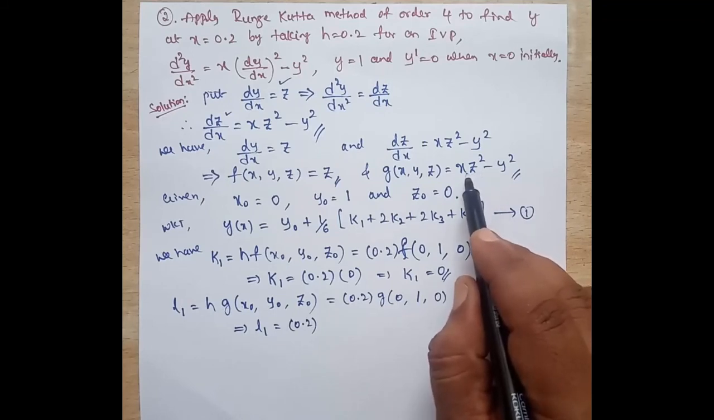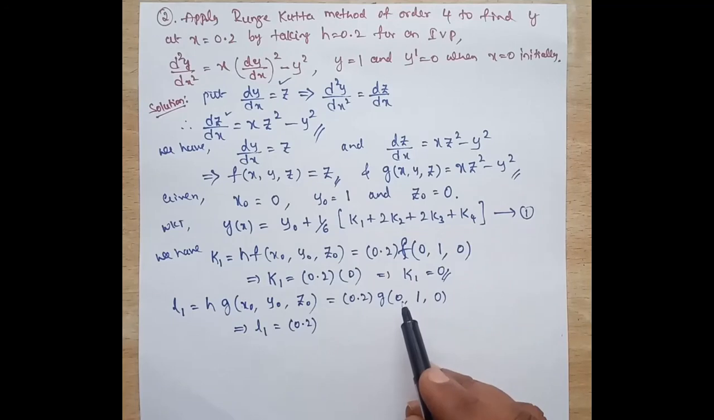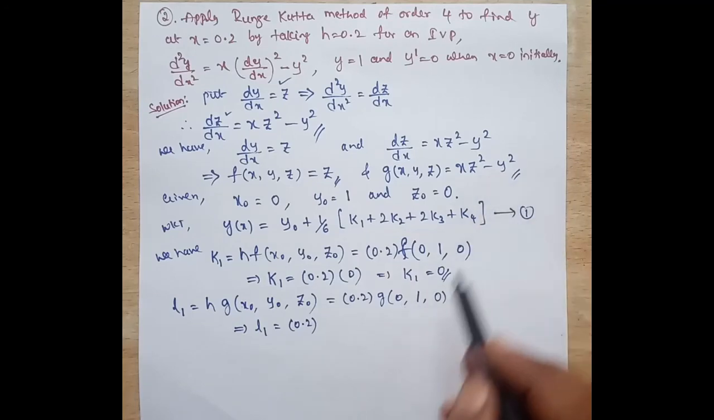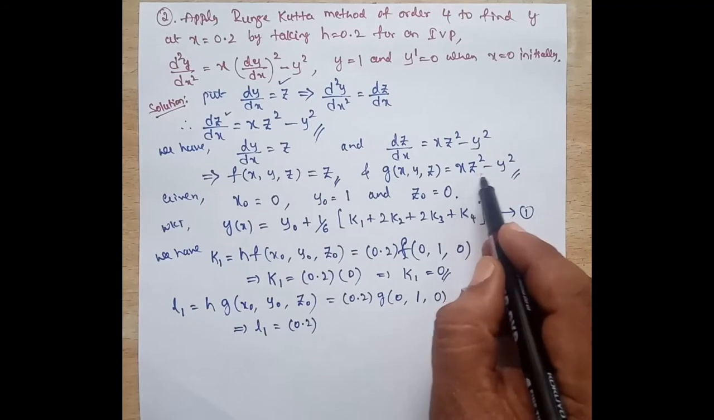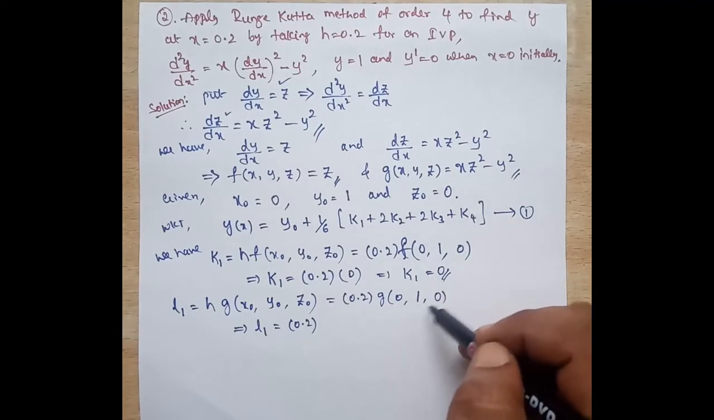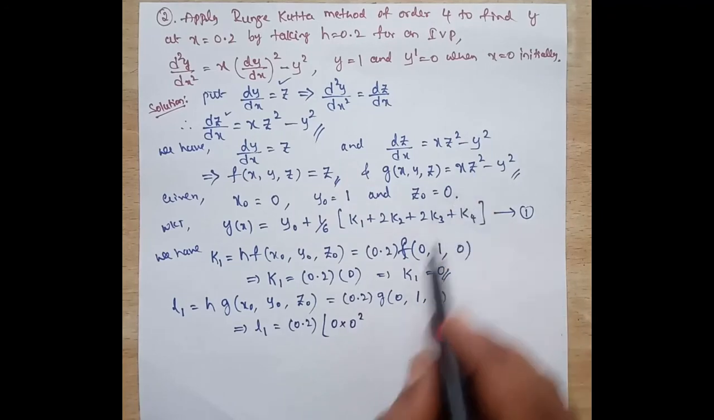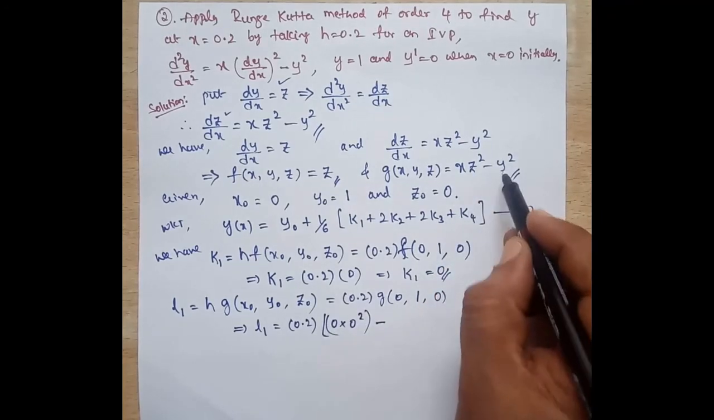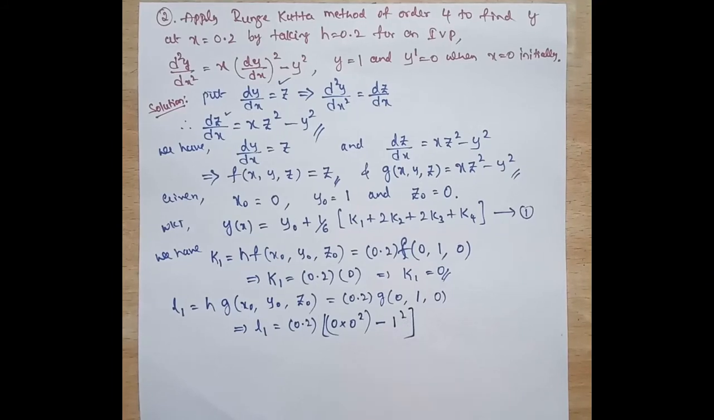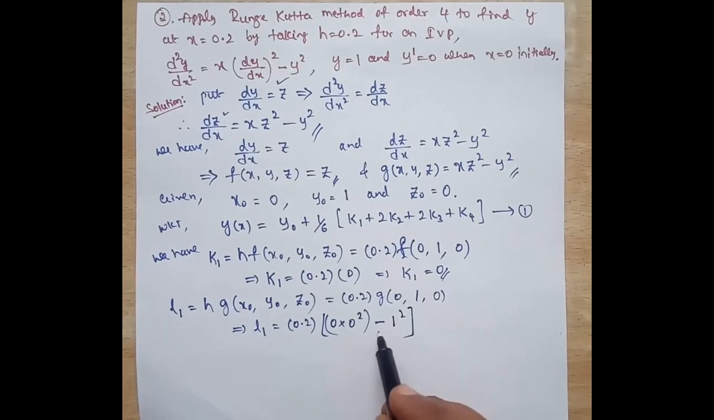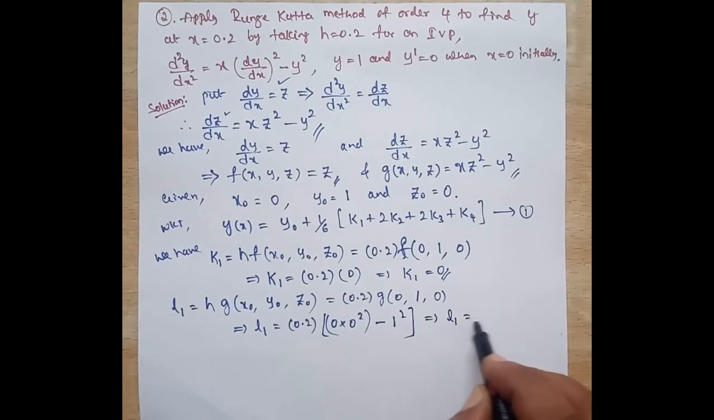In this relation, let us substitute x equals 0, y means 1 and z means 0. So let us put the values of 0, 1, 0, that is x, y, z, in this. So it is x 0 into z is 0, so it is 0 into 0 square minus y square. What is y? 1. So it is 1 square. Simplify this. This gives minus 1. Minus 1 into 0.2. So the value of L1 is minus 0.2.